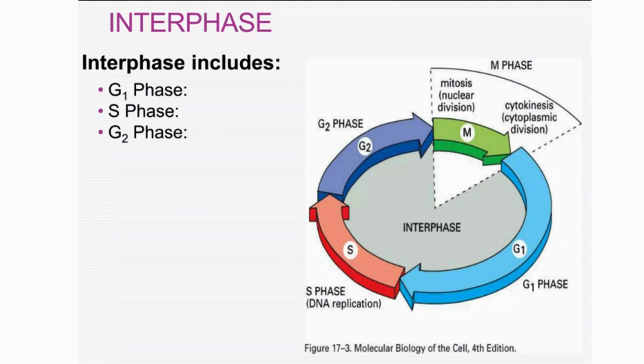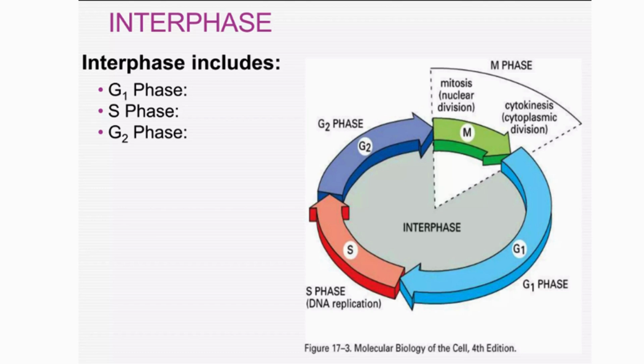So now we define what interphase is in cell division. Interphase is the period of the cell cycle that occurs before mitosis. Basically, mitosis is the phase of nuclear division. It is the longest part of the cell cycle, during which the cell is actively living, growing, and preparing for the division.